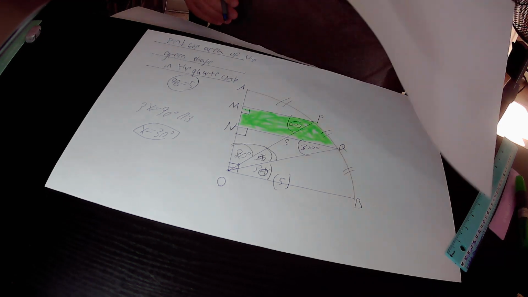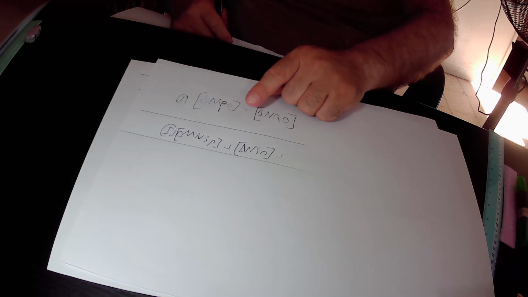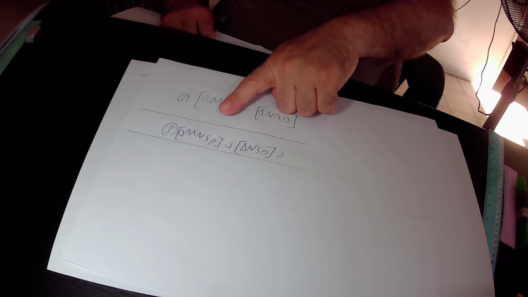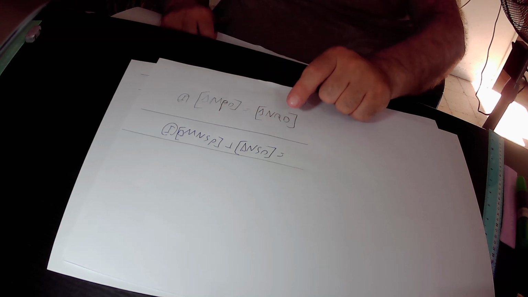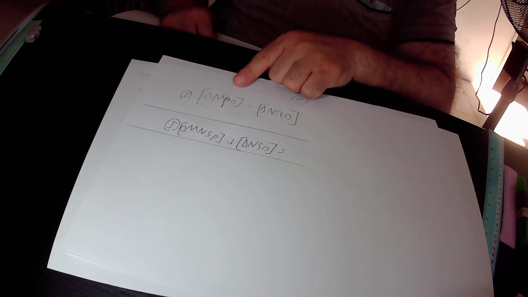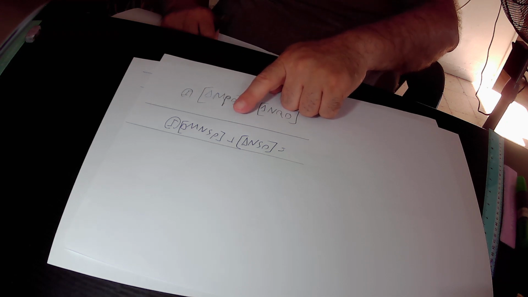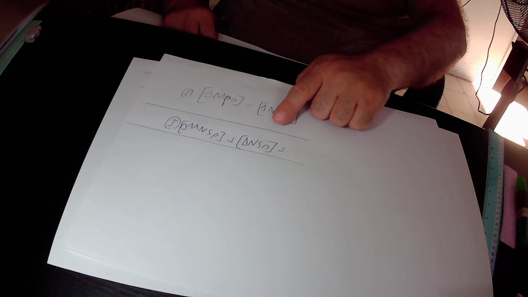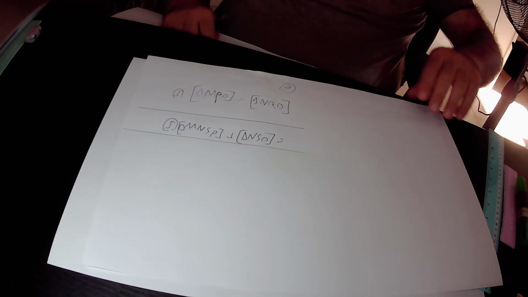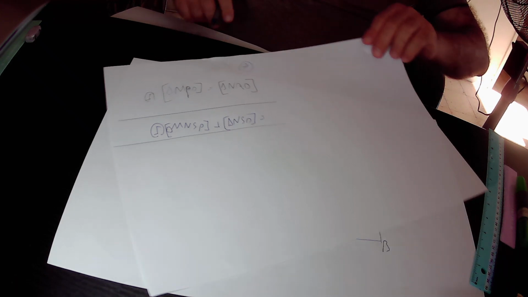Because the right triangle MPO consists of quadrilateral MNSP and the right triangle NSO, the area of the right triangle MPO must be equal to the area of quadrilateral MNSP plus the area of the right triangle NSO. Okay, and it is equal to the area of the right triangle NQO.